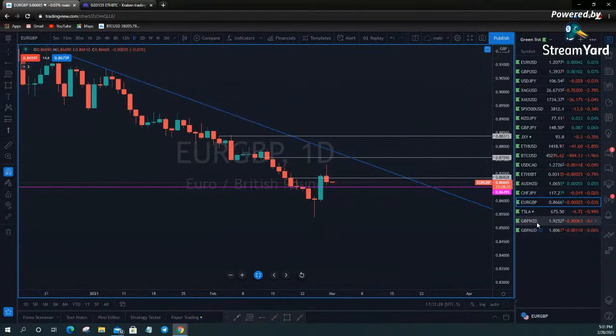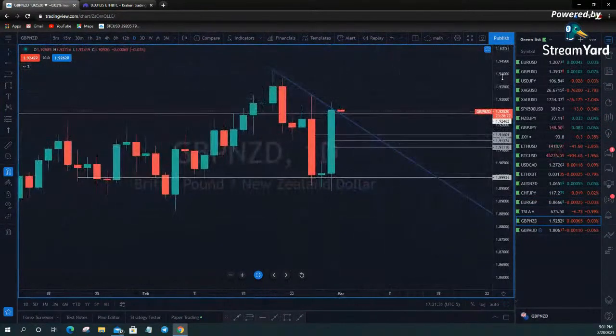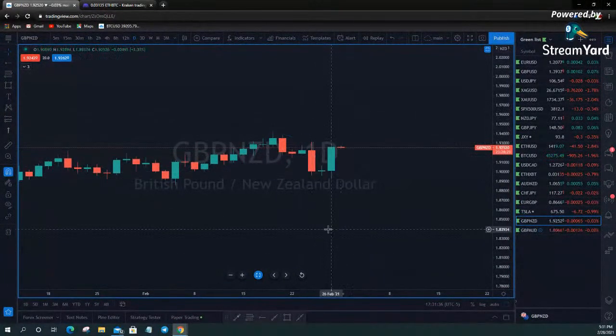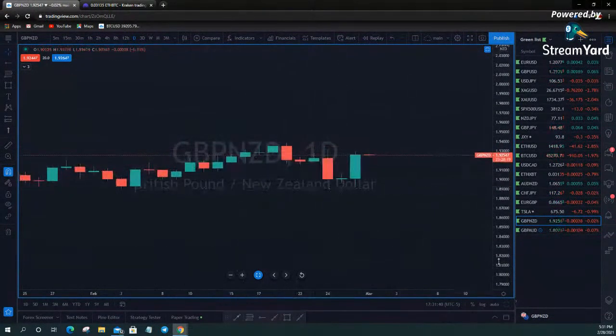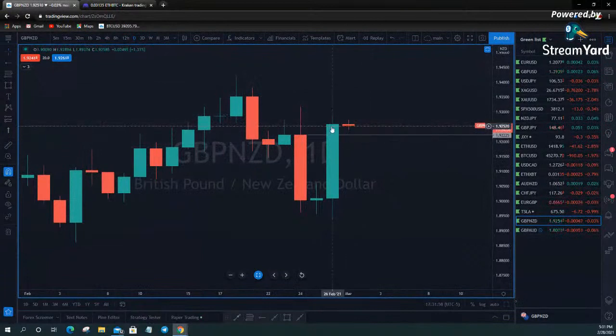All right, pound New Zealand dollar. It did the same thing. Big move to the upside Friday, but you got a closure above that resistance, which is important. It's always important. This candle right here, wherever this thing closes tomorrow, will basically tell you what's going on with this.